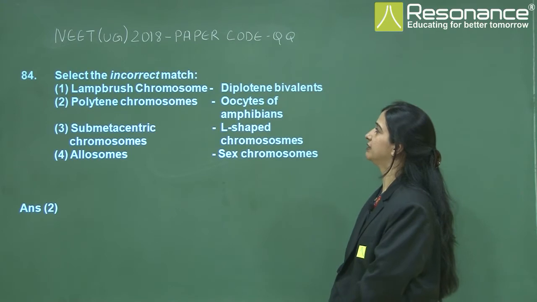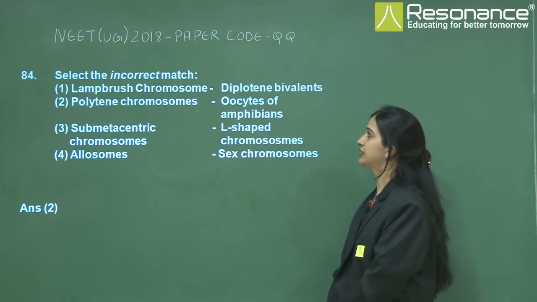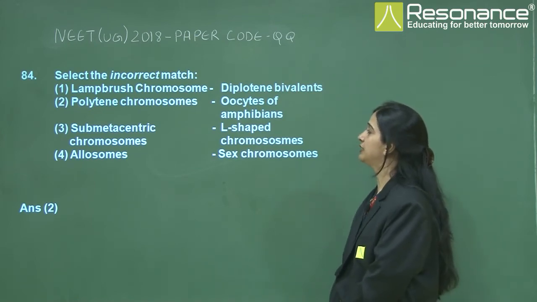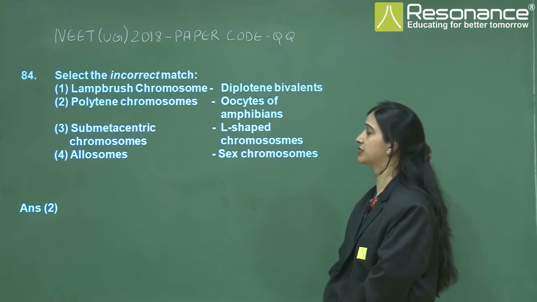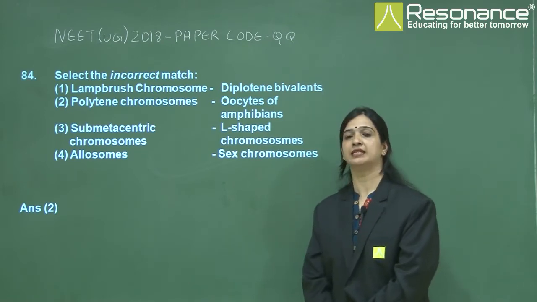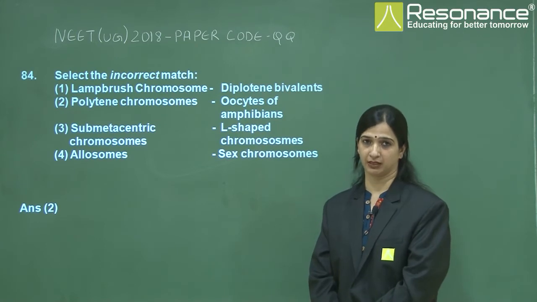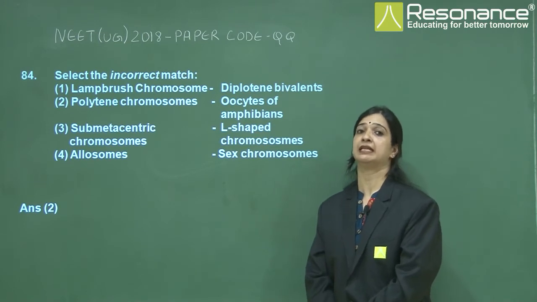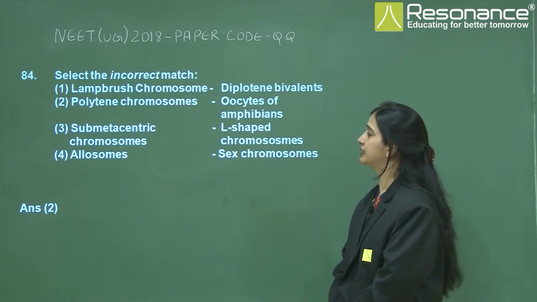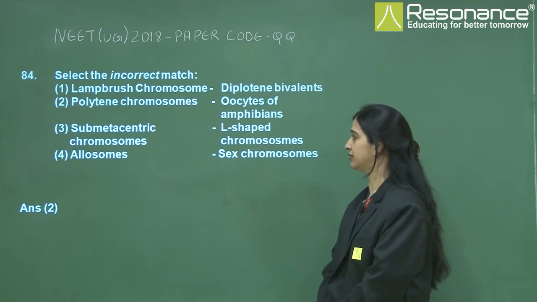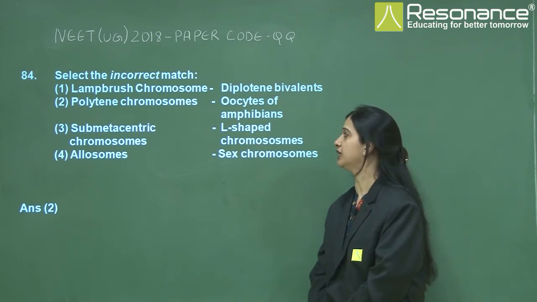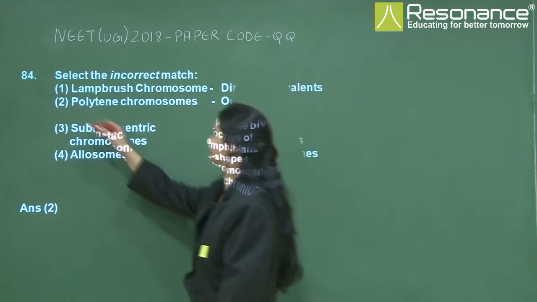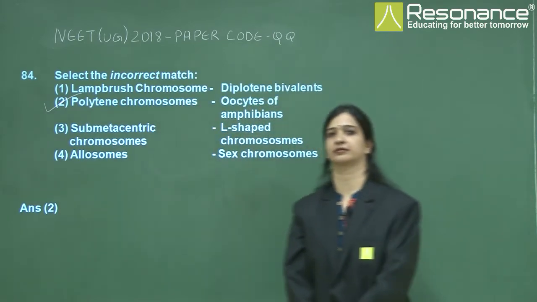Question 84, select the incorrect match. Let us go through the options. First, lampbrush chromosome, diplotene bivalents, this is correct. Option 2, polytene chromosomes, oocytes of amphibians, this is wrong. Polytene chromosomes are generally seen in the case of salivary glands of Drosophila. They are not present in the oocytes of amphibians, and there generally lampbrush chromosomes are seen. Third, submetacentric chromosomes, L-shape, this is correct. Fourth option, allosome, which is the other name of the sex chromosome, this is also correct. So here the incorrect match is second.